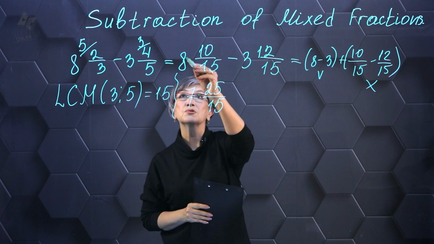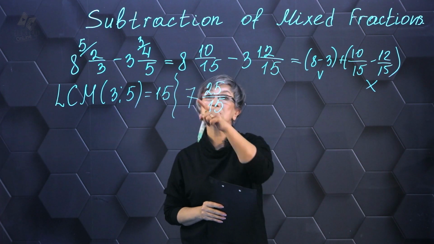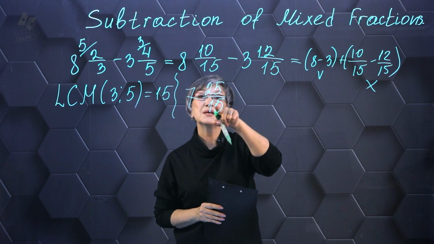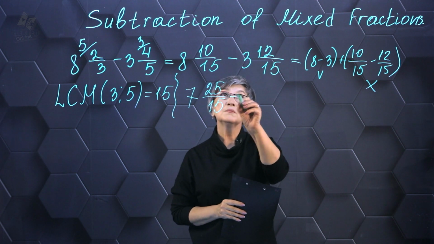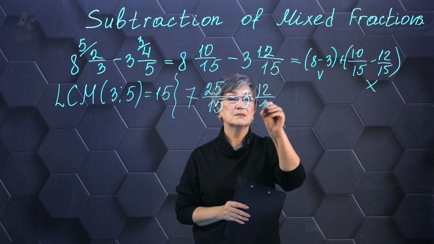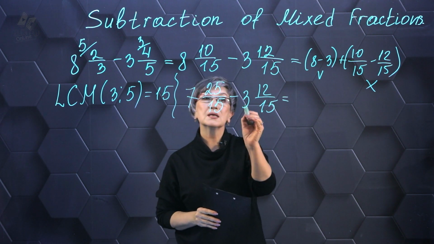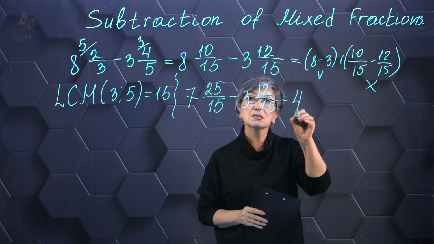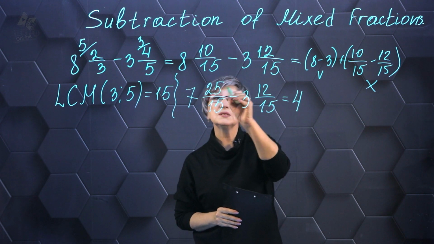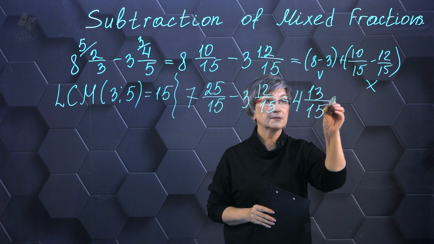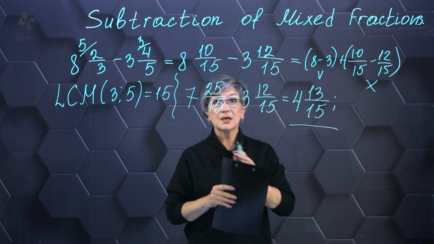Once again, I take one whole part away from the 8, that's 7. I add 10 to the 15, that's 25. Don't touch the denominator. Minus 3 whole ones, 12 fifteenths. Now I'm going to subtract. Take 3 from 7, that's 4 whole ones. And from 25, I subtract 12, that's 13 fifteenths. And we've got it exactly right.